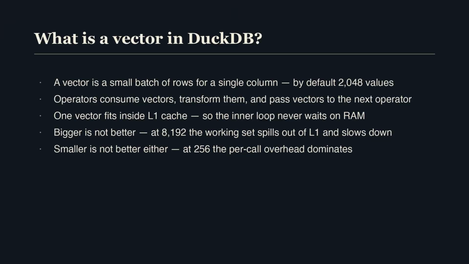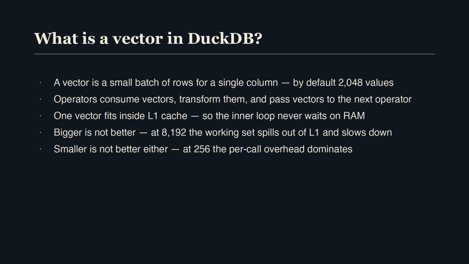A vector in DuckDB is a small batch of rows for a single column. The default size is 2048 values. Operators consume vectors and produce vectors. Never one row, never one full column. Why this size? 3 constraints meet here.